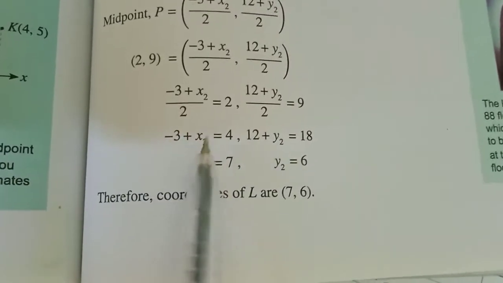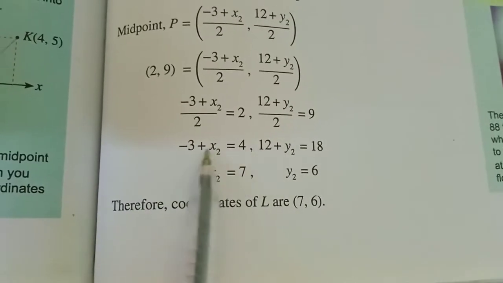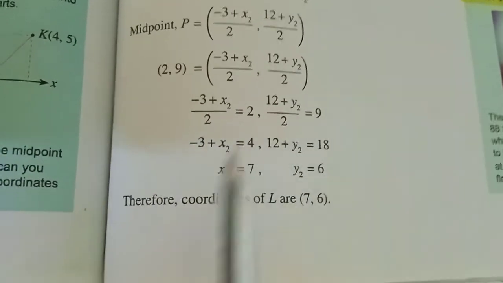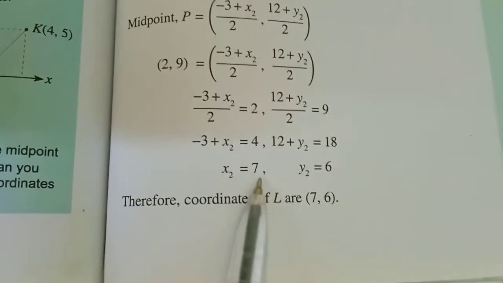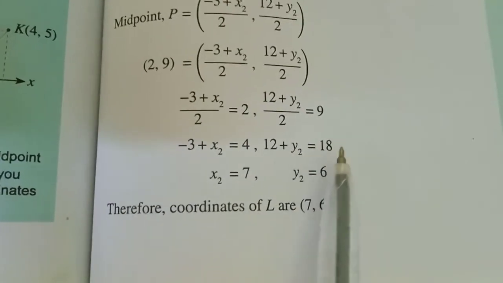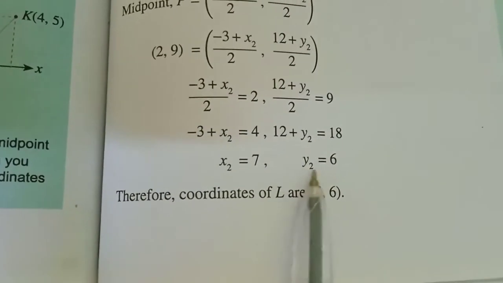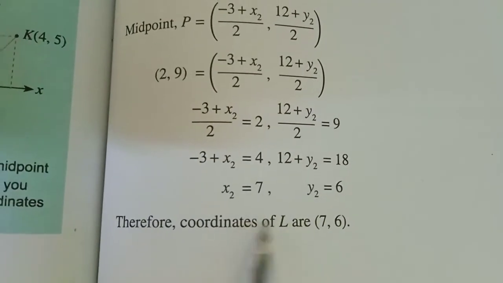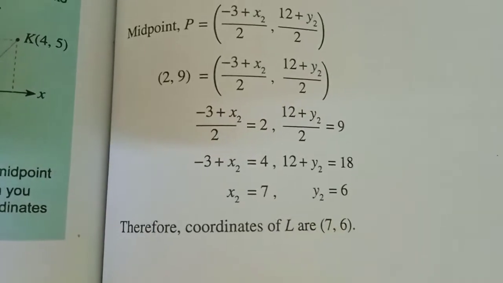-3 plus x2 over 2 equals 2, so -3 plus x2 equals 4. x2 equals 7. 12 plus y2 equals 18. y2 is 6. So the coordinates of L are (7, 6).